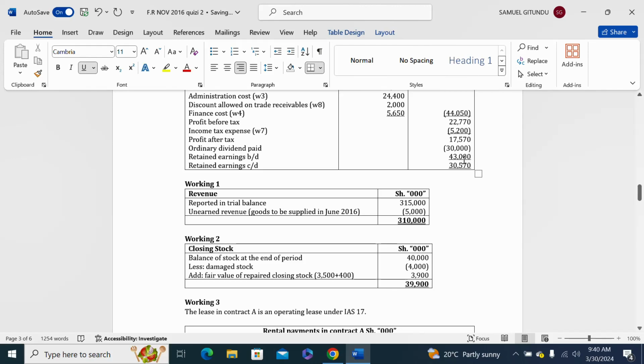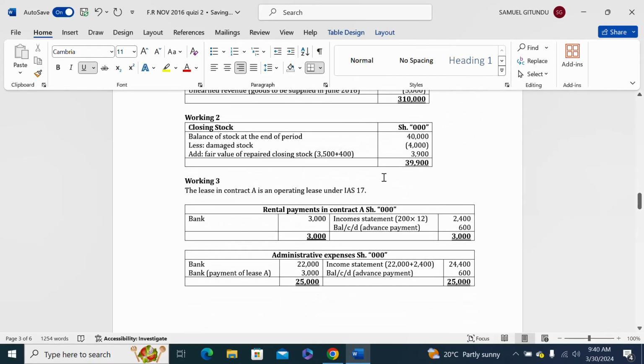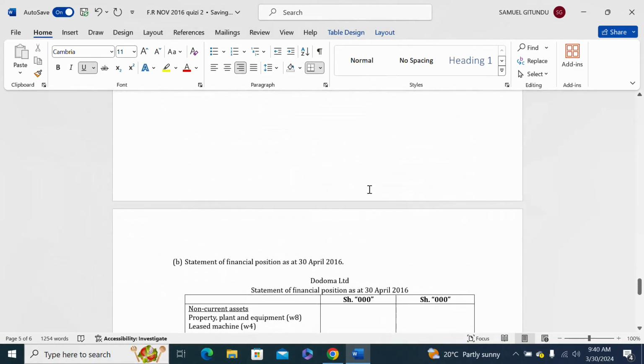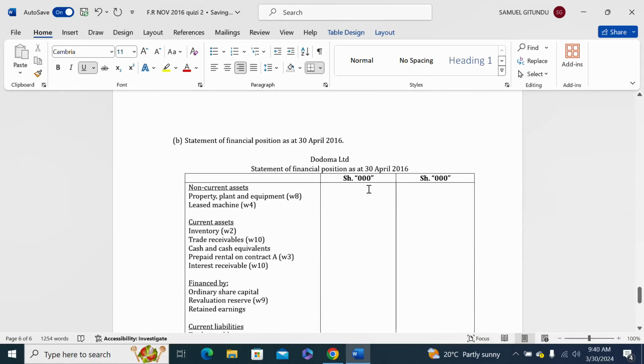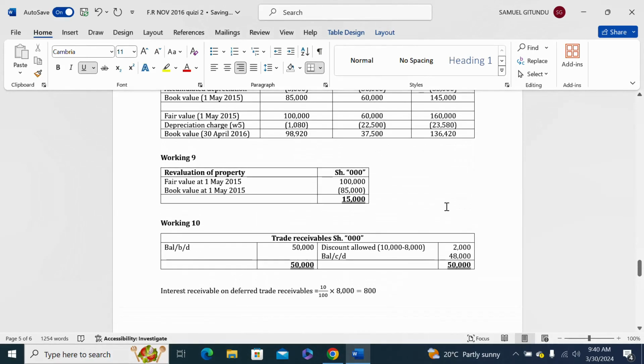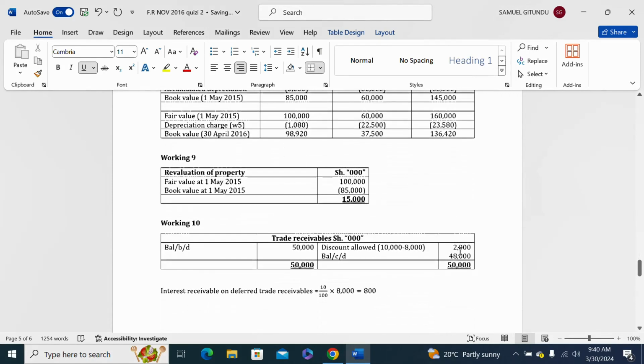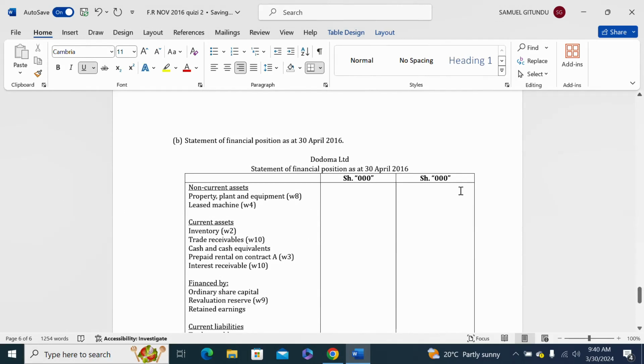I'm done with the statement of comprehensive income, and therefore I'm going directly to the statement of financial position. I can start with the property, plant, and equipment in our working note number 8. We got 136,420.